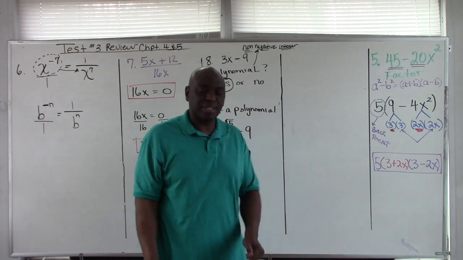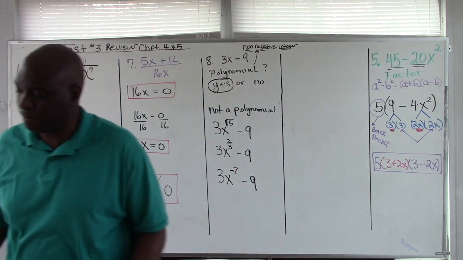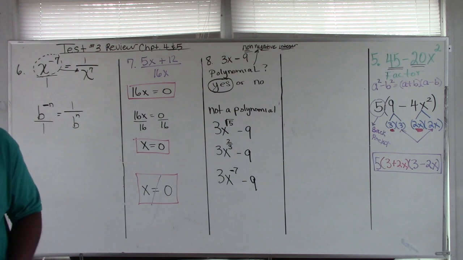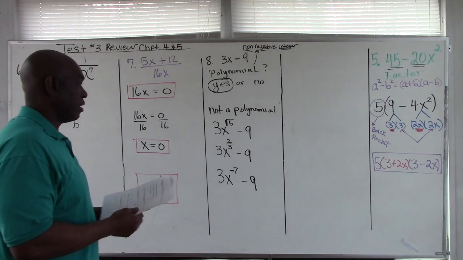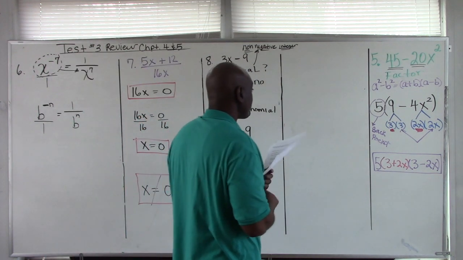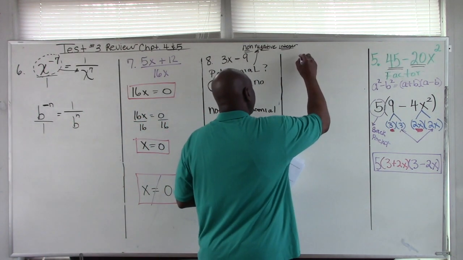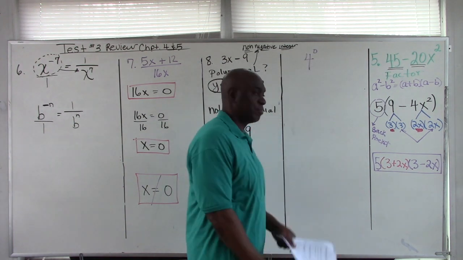And by the way, guys, I explicitly stated and made all of these points in your notes. So if you want to, you can always go back and refer to your notes. It's there. Alright, number 9. Simplify this expression. 4 to the power of 0.